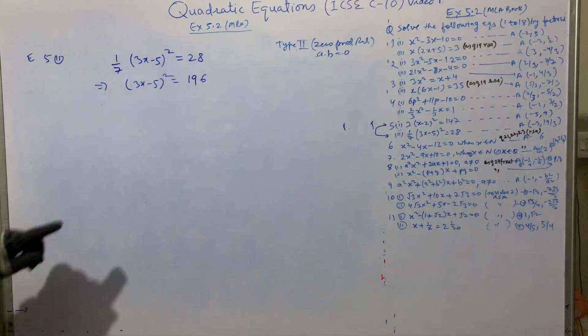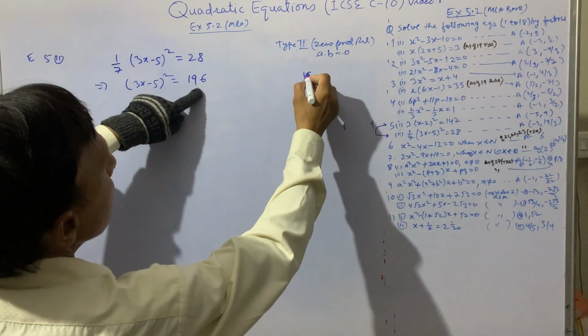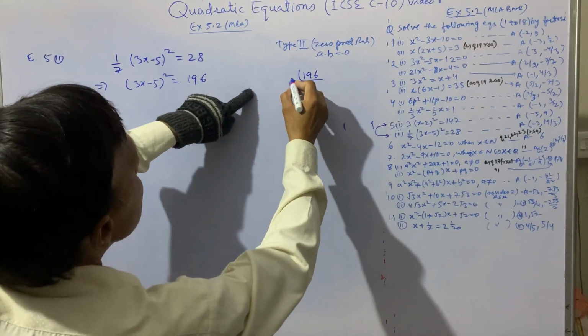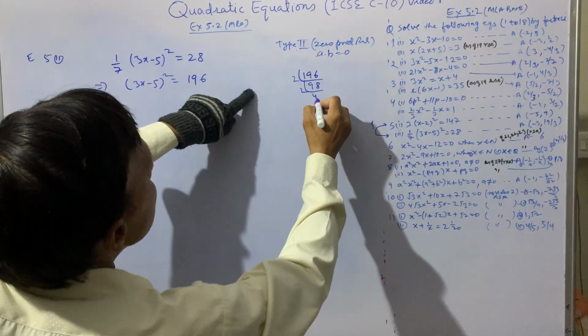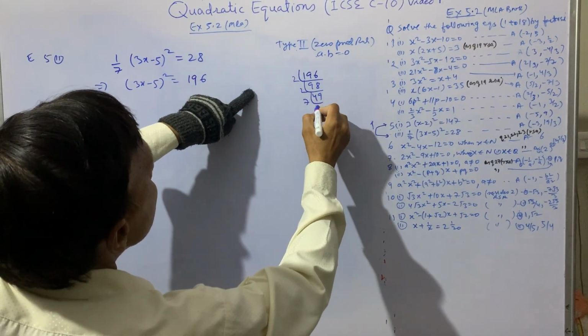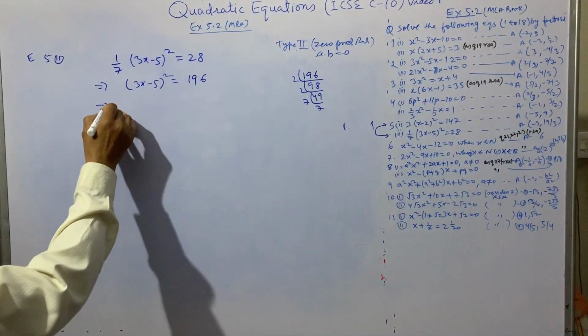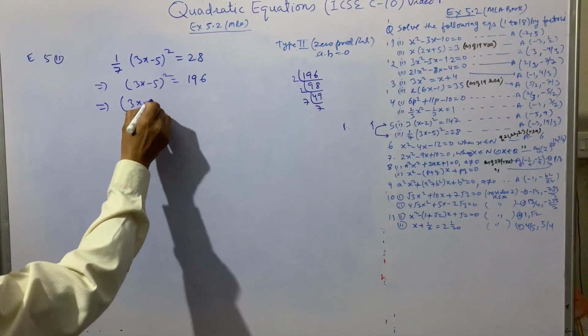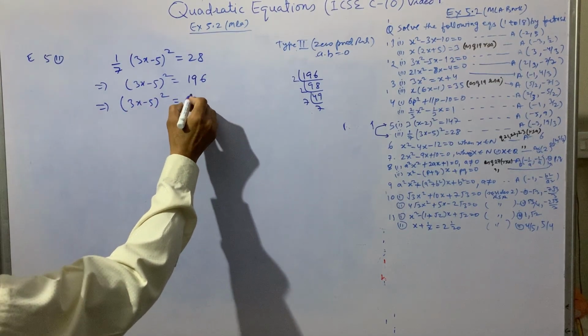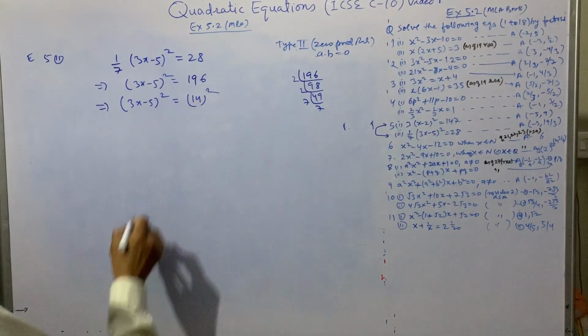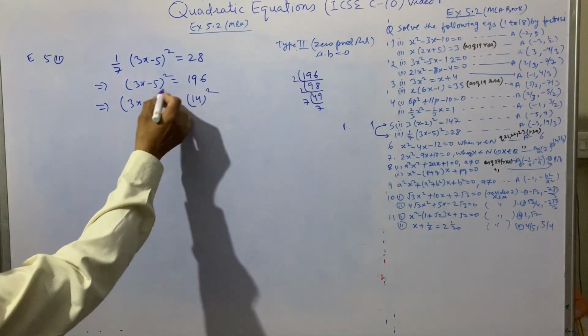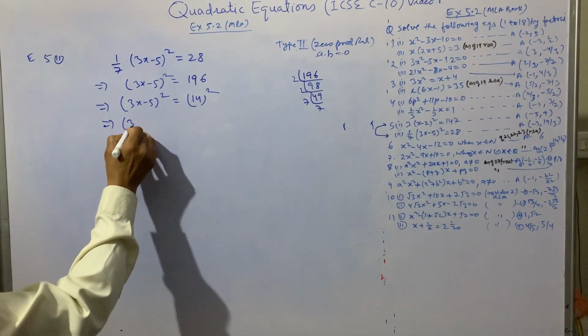Making it a perfect square, we will factorize this. So 2 8s are 16, 2 4s are 8, 2 9s are 18, 7 7s are 49. So on factorizing, we get 7 into 2, that means 14 whole square. So on shifting this towards left, we get this.